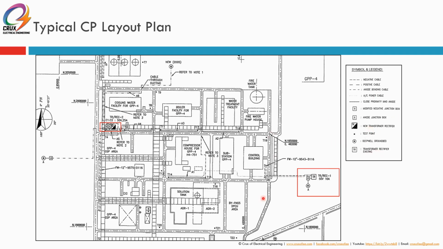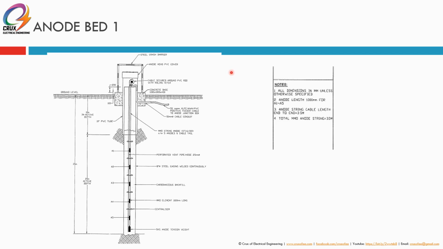Okay, so this is a typical cathodic protection layout. This is your anode bed, a typical anode bed. This is using, I'm guessing, MMO. Yes, this is an MMO string, multi-metal oxide string anode.